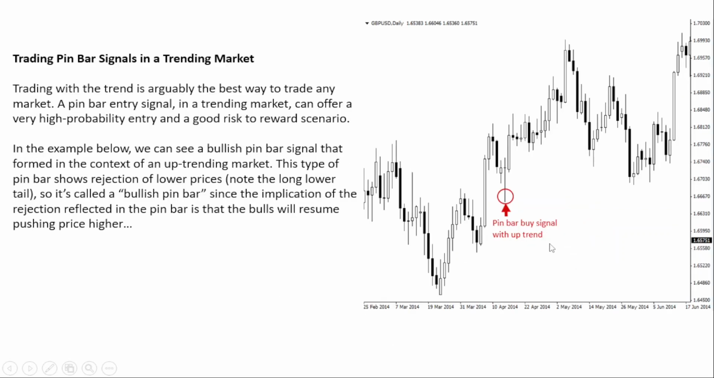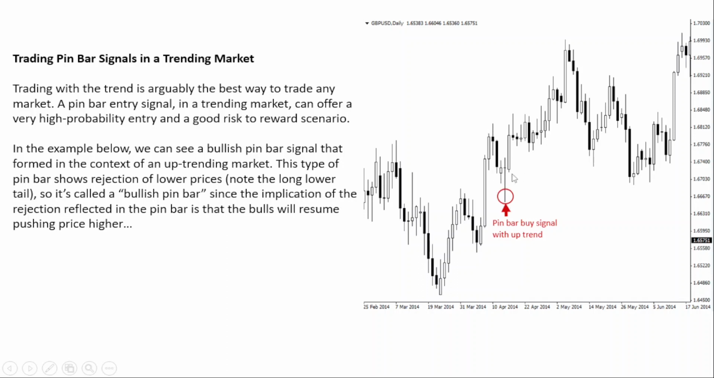Pin bar buy signals with uptrend. See, trading with the trend is arguably the best way to trade any market. A pin bar entry signal in a trending market can offer a very high probability entry and a good risk reward scenario. In the example below, a pin bar signal formed in the context of an uptrend market. Again, this is moving upward, with higher highs and higher lows. But in the higher low, there is a pin bar candle.